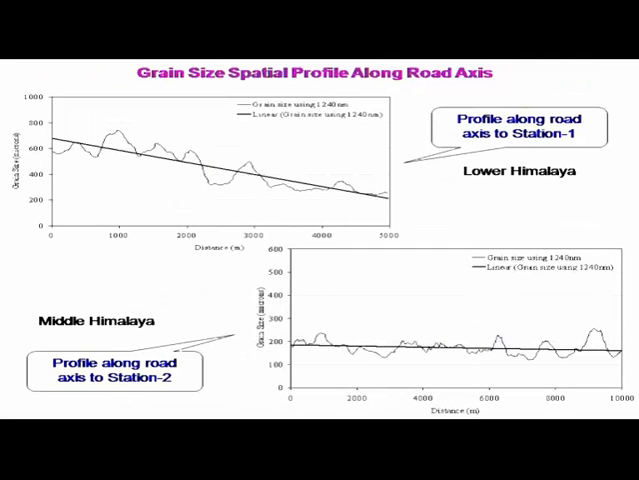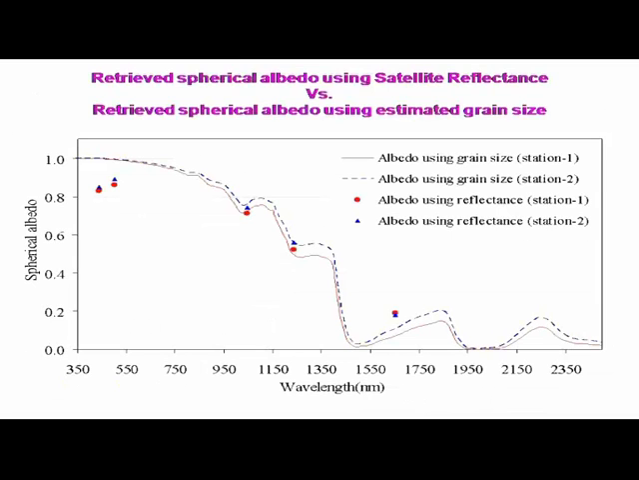We have also taken the grain size profile along the road, and you can see a lot of variation in the lower Himalaya, where the grain size varies from 200 to 700 or 800 microns. However, in the middle Himalaya, it is quite stable, and these are very close to 150 to 200 micron grain size.